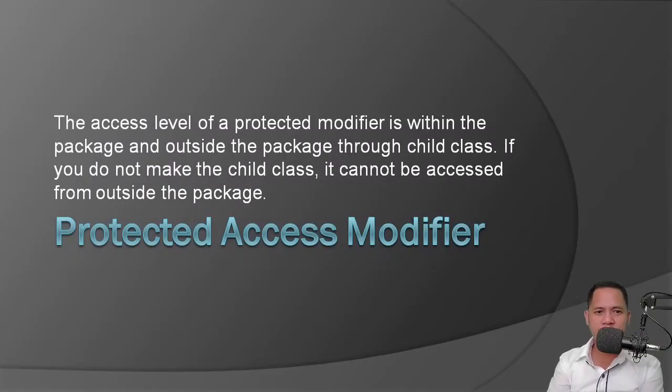Another access modifier is the protected access modifier. The access level of a protected modifier is within the package and outside the package through a child class. If you do not make the child class, it cannot be accessed from outside the package. The problem with this is we don't have any experience yet, or the child class term is new to you, because child classes and parent classes are within the lesson on hierarchy or inheritance.